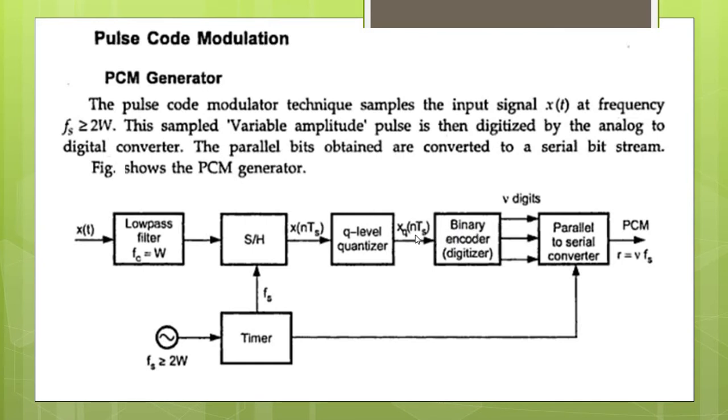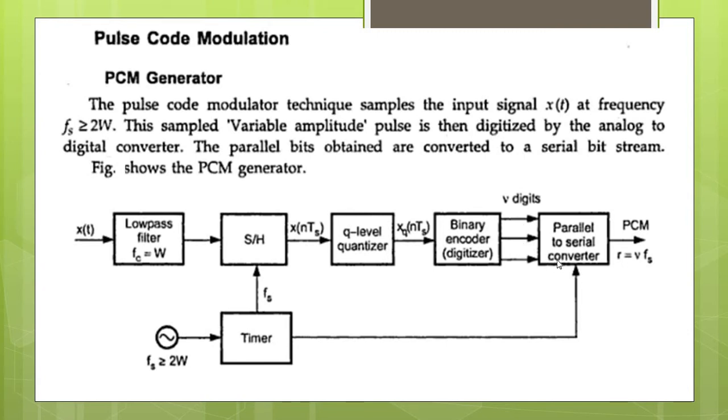Suppose one of the values is 2. If 2 is given as input to the binary encoder, then at the output it is converted into its binary form. In binary form, 2 can be represented as 1 0. So at the output of the binary encoder, the digitized values are converted into their equivalent binary form. You can see many outputs are coming from the binary encoder. These are the values of each sample.